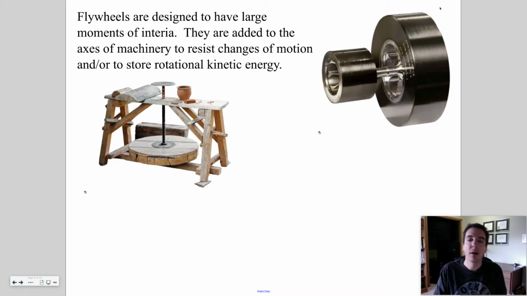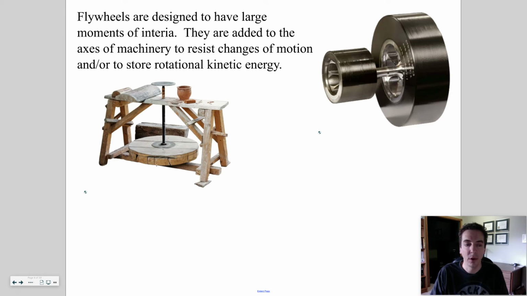A couple of examples of use of moment of inertia sort of as an application. There's a couple links there I'm going to get you guys to watch. Flywheels are designed to have a large moment of inertia. They're added to the axis of machinery to resist changes of motion and or to store rotational kinetic energy.